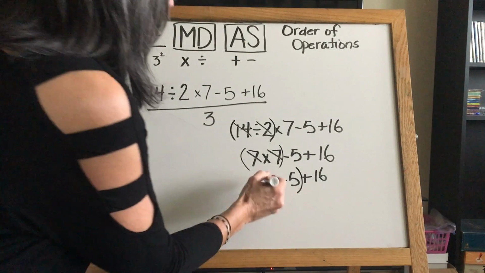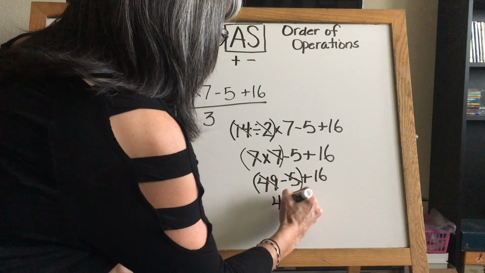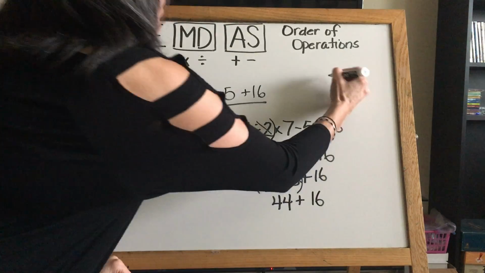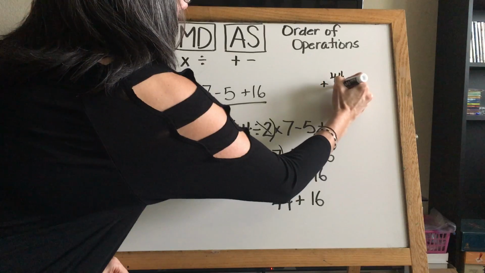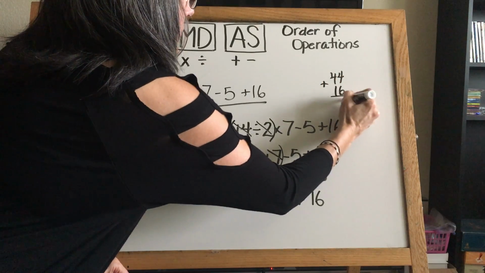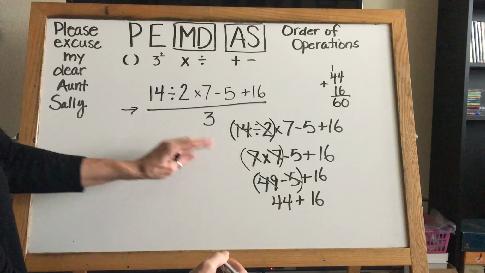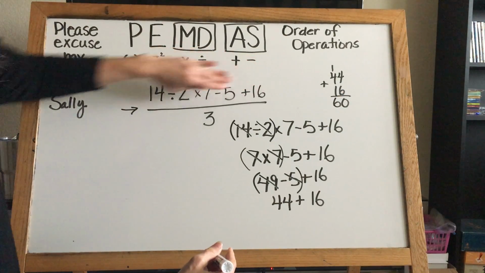So 49 minus 5 is going to be 44. And then we have plus 16 left. Okay, so we can come over here and we can do our 44 plus 16. 6 plus 4 is 10, carry the 1. 4 plus 1 plus 1 is 6. So that means our top PEMDAS, our top expression equaled 60.